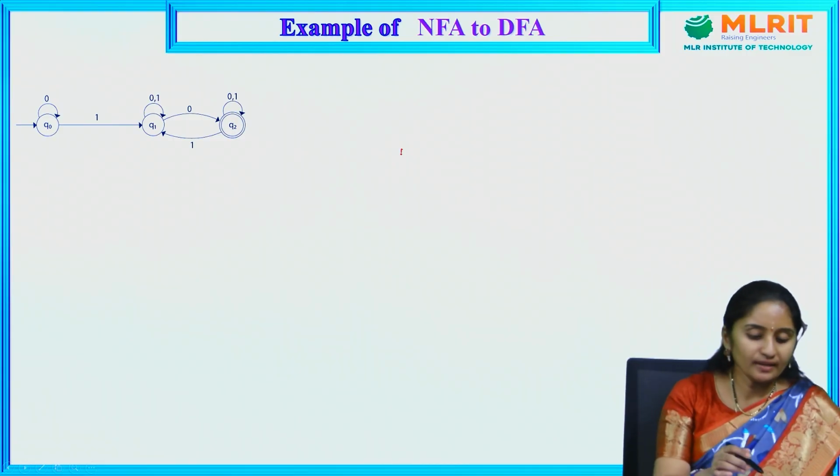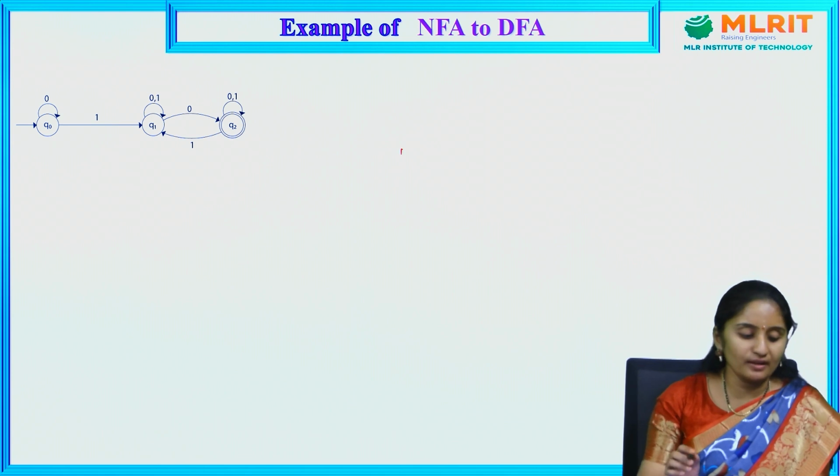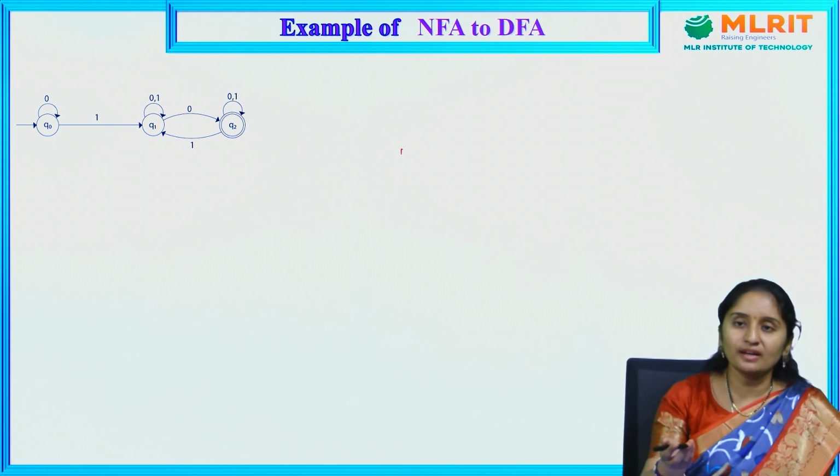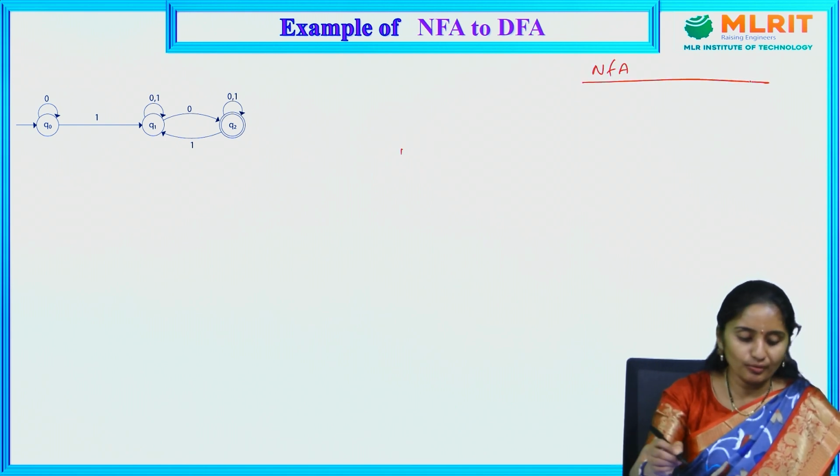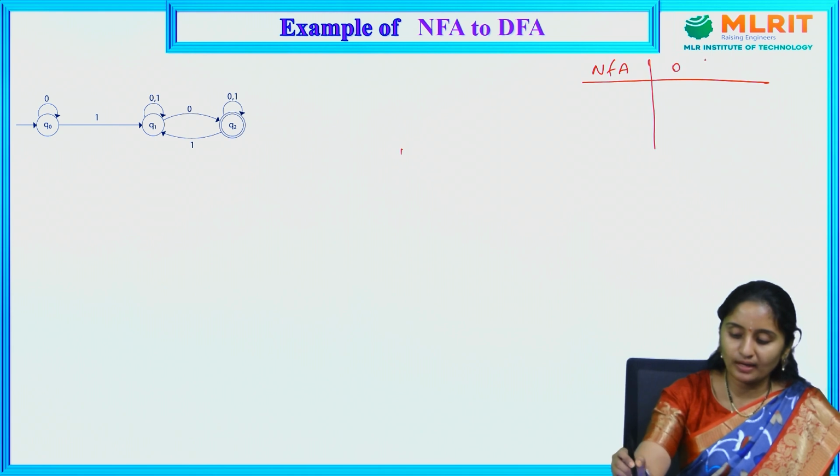Yes, the next diagram is to convert NFA to DFA. The previous one, we constructed the transition table for the NFA. By using the transition table, we are going to write the DFA diagram. So let me construct the NFA transition table. What are the inputs I have? 0 and 1 are the inputs.